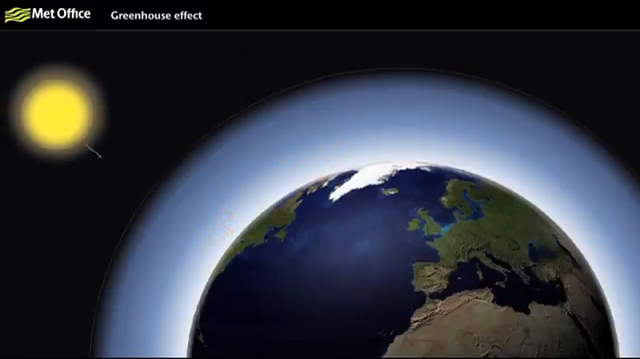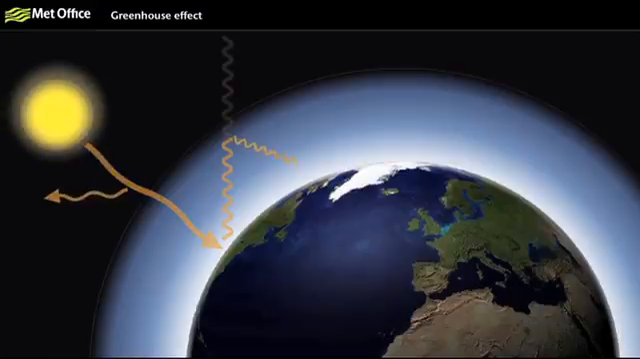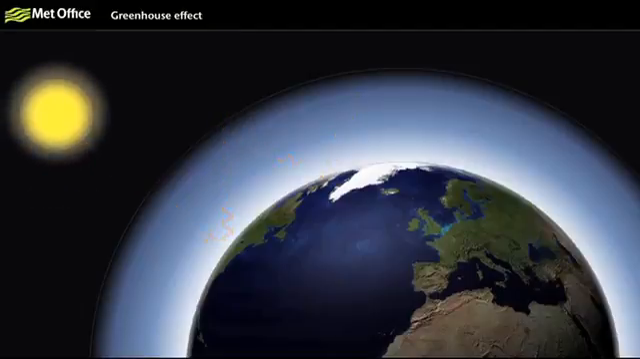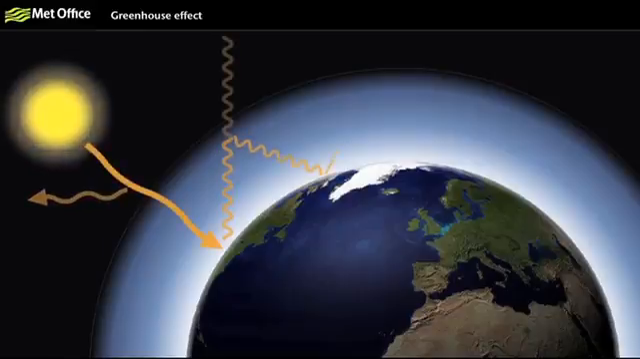Certain gases allow the sun's energy through, but stop it from escaping back into space, acting like a greenhouse. That's why it's called the greenhouse effect. The gases responsible for this effect, such as water vapour, carbon dioxide and methane, are called greenhouse gases.